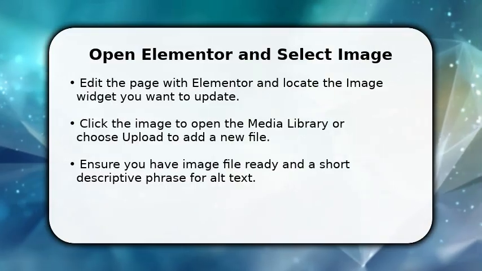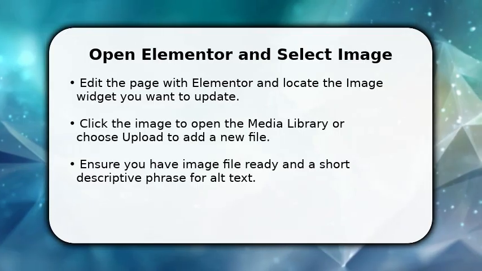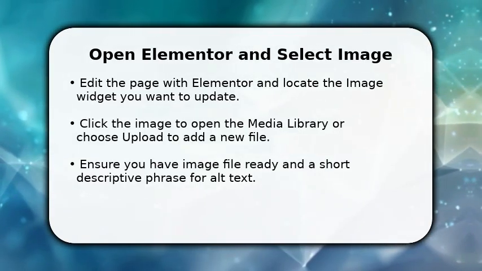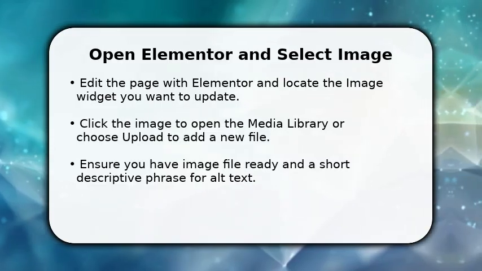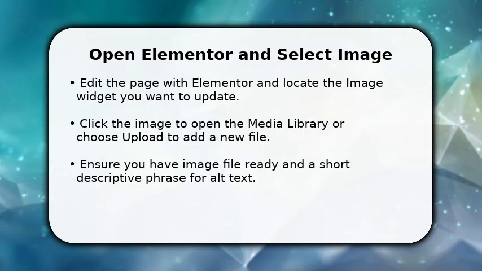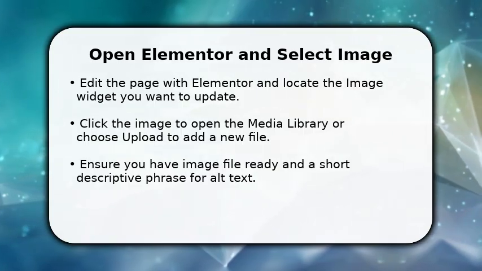You start inside Elementor. Open the page and enter Edit with Elementor. Click the image widget you want to change. Once the image panel opens, choose Select Media or Upload Files. You do this now because alt text lives with the actual media item.